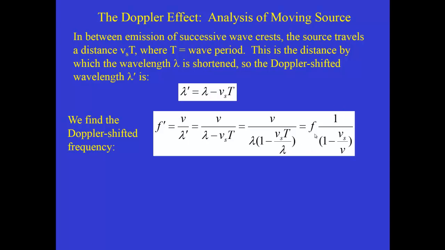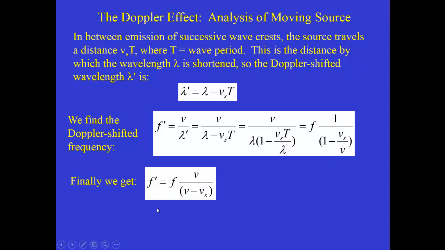So both those simplifications give us something that we can now do one more thing to simplify by multiplying the top and the bottom by the wave speed v. So we get f prime is equal to f times v over v minus v sub s. So remember what this is telling us. v is the velocity of the waves, and so if this is sound waves, v would be whatever the sound wave speed would be.